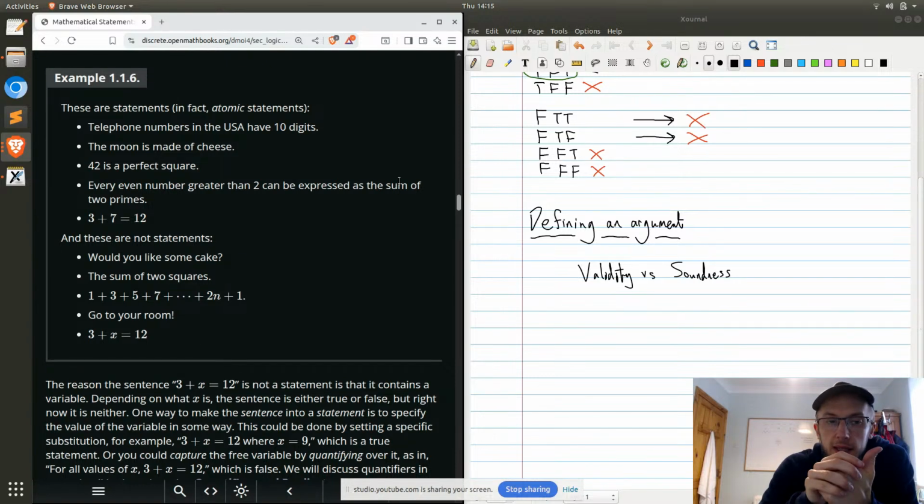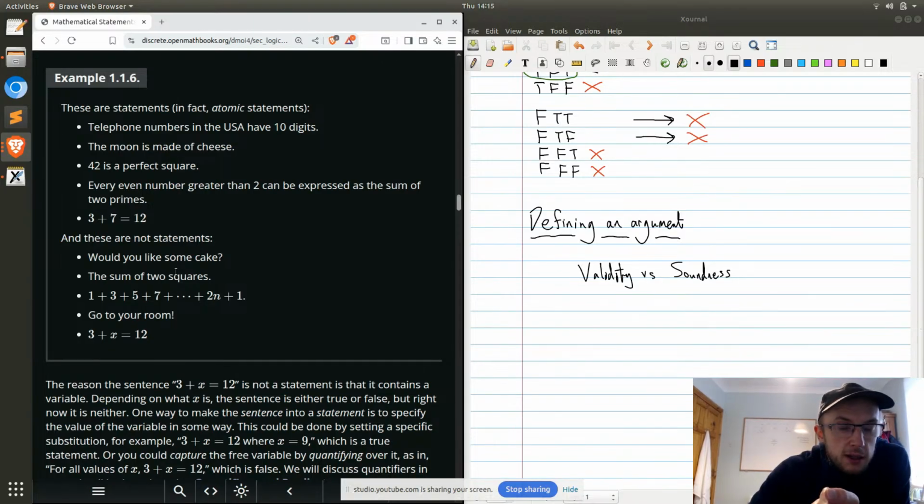Would you like some cake? The sum of 2 squares. 1 add 3 add 5 add 7, all the way up to 2n add 1. Go to your room, and 3 plus x equals 7. So let's think about why they're not statements. The first is an interrogative. It's a question. It can be answered with a statement, like a yes or a no, but it doesn't have a truth value inherently associated with it.